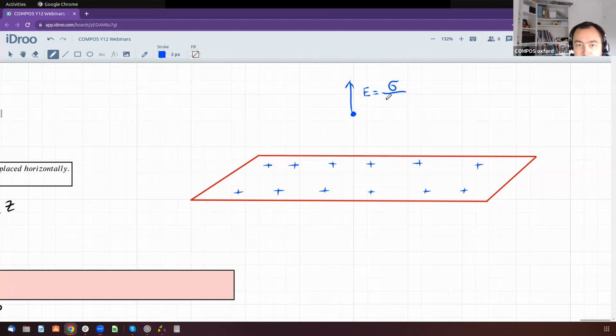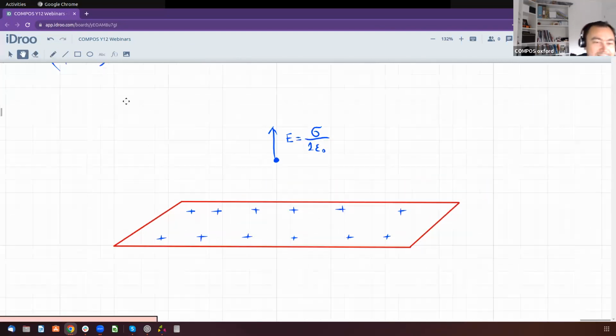sigma divided by 2 epsilon naught. Oh yeah, that makes perfect sense. So sigma is the surface charge density. Sigma is the charge per unit area. Now, of course, if it's an infinite plane, it's going to have infinite area.